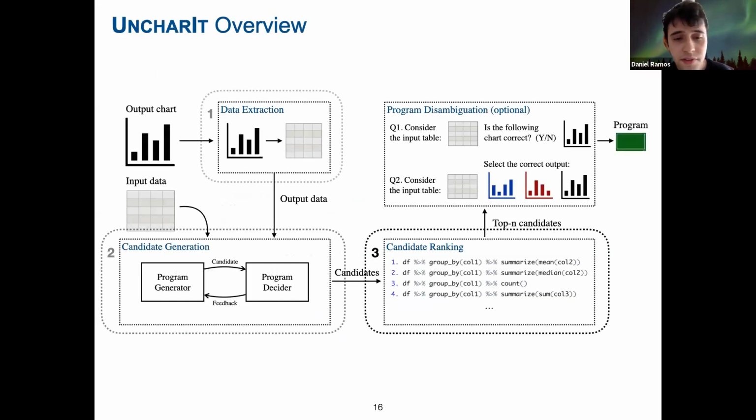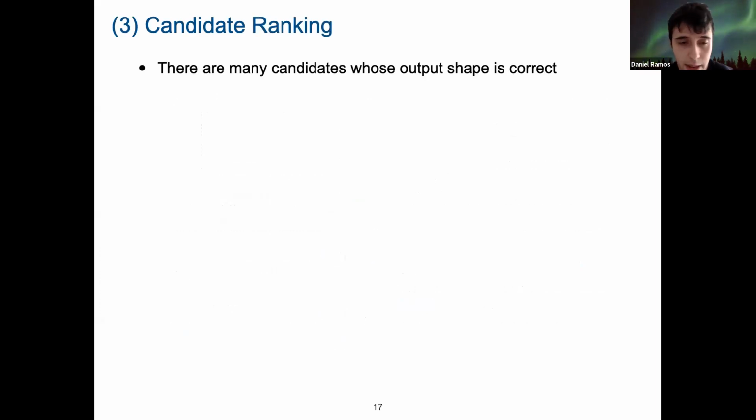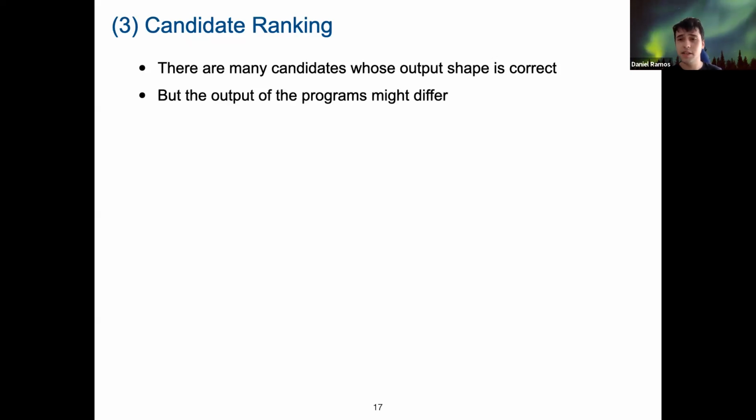Okay, and after we finish the candidate generation step, we get into the candidate ranking that takes as input the candidates we generated in the previous step. And our motivation for this step is that there are usually many candidate programs that satisfy that criterion we had defined earlier of the matching output shapes. However, the contents of the actual tables, the contents of the output might differ.